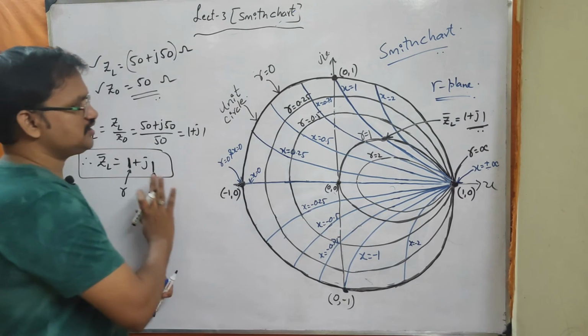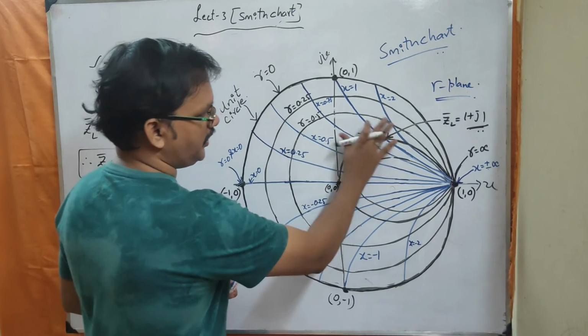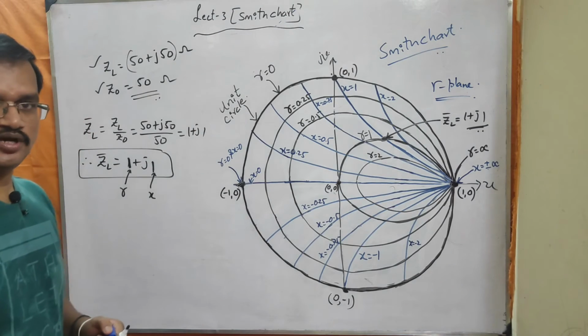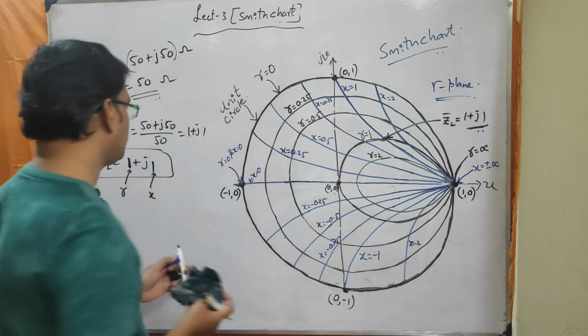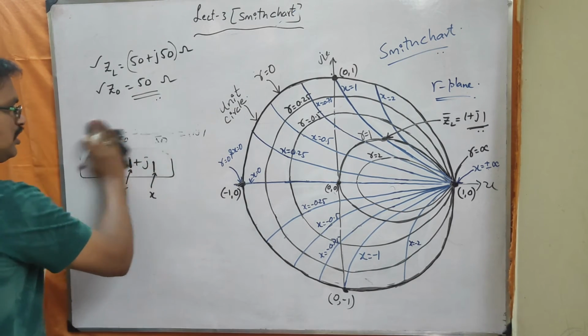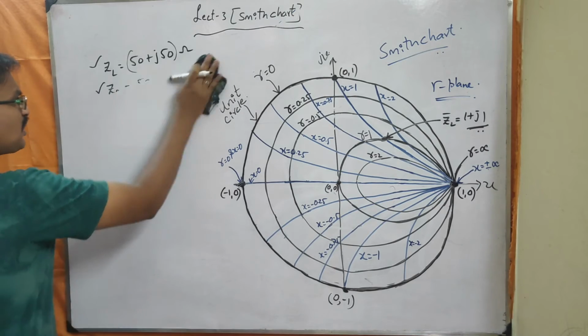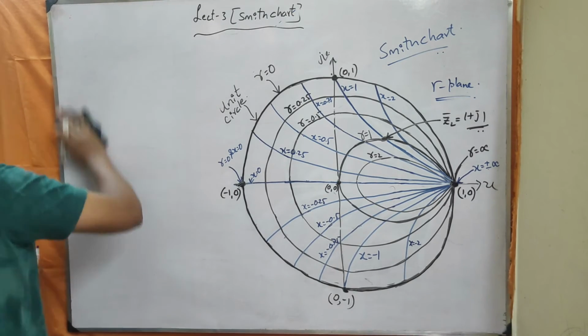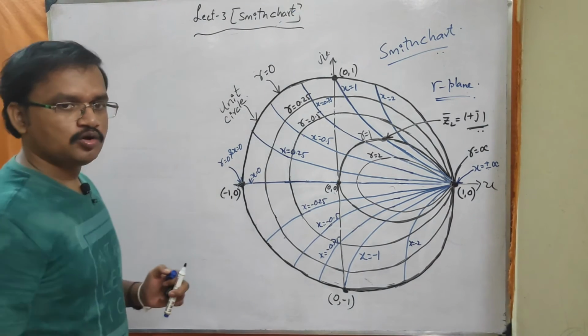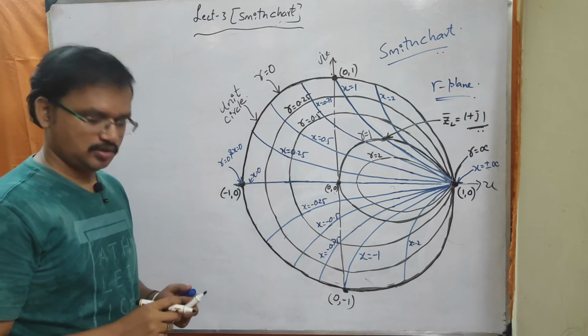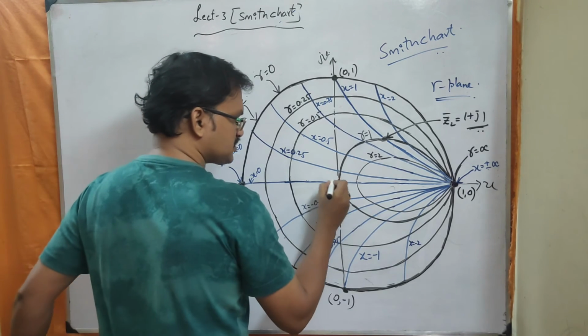Understood? So this is the procedure to locate any impedance value on this Smith chart. Understood? Okay. So keep this point in mind. Next, we will see some important locations on this Smith chart.